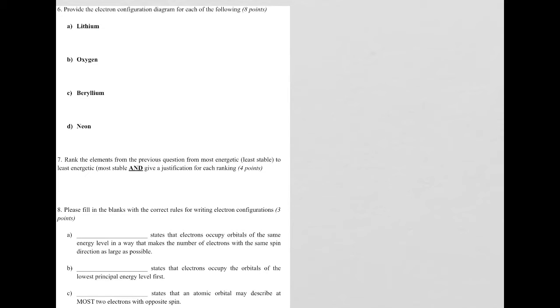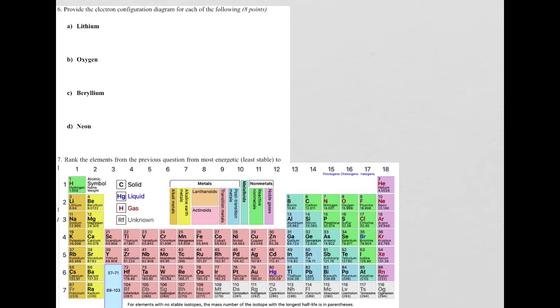Number 6 asked you to provide the electron configuration diagram for each of the following. All right, we did lithium first. Let me pull up my periodic table here. We are looking right here at lithium. Lithium has 3 electrons that we need to place. The correct electron diagram would have been 1s2, 2 electrons. Moving up to the next would be 2s1. There we go. To double check, it has 3 electrons. We count the superscripts. That is 3. Good to go.